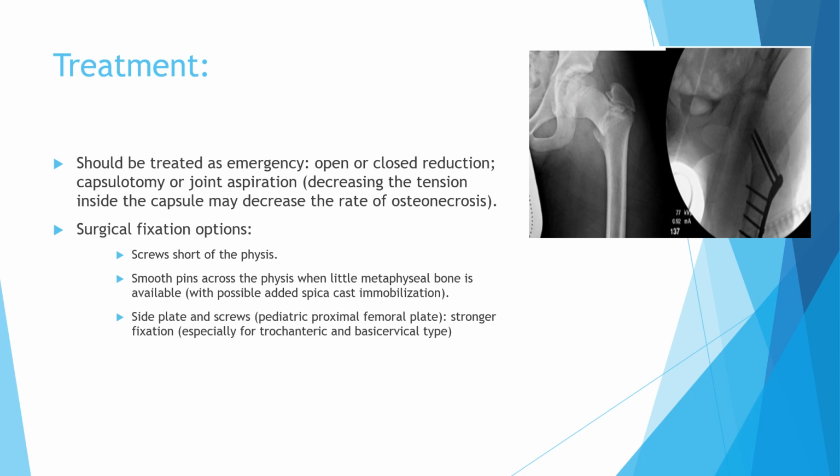Sometimes, if the fracture is very proximal, you can put smooth pins across the physis and add a spica cast, or you can put a plate and screws, as you see in this example here. This is a basal neck, so this is type 3. It was treated with a plate and screws, a pediatric proximal femoral plate. These are locking screws, and it has stronger fixation.